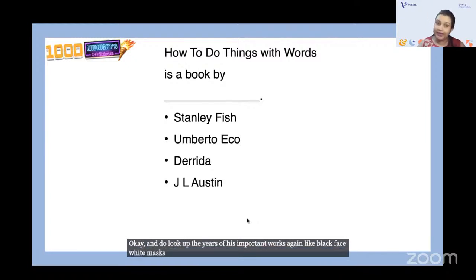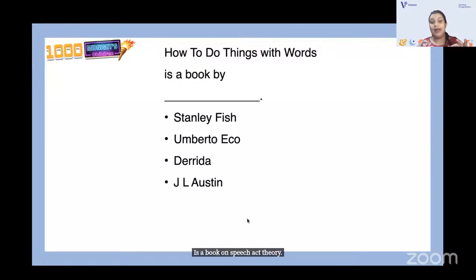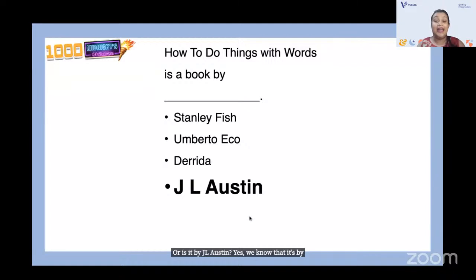Do look up the years of his important works again, like Black Skin, White Masks, The Wretched of the Earth. Okay, How to Do Things with Words is a book on speech act theory. By whom? Is it by Stanley Fish, Umberto Eco, Derrida, or is it by J.L. Austin? Yes, we know that it's by J.L. Austin. He's one of the pioneers of the speech act theory.